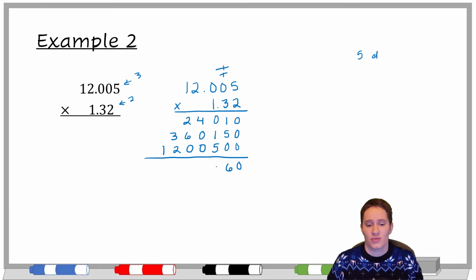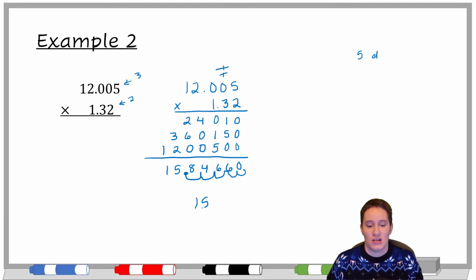0 plus 1 plus 5, 6 again. 4 plus 0 plus 0 is 4. 2 plus 6 plus 0 is 8. 3 plus 2 is 5. 1 is 1. So 5 decimal places, starting from the right: 1, 2, 3, 4, 5.